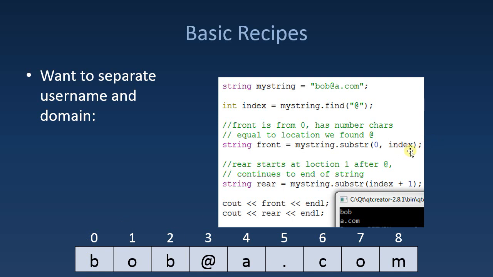Right? If I found something at location 5, that would mean 1, 2, 3, 4, 5, 0 through 4 are the proper characters to grab. And then to grab everything after that symbol, I know it's 1 character long, so if I take the location I found it at, 3, and I add 1, that's going to be everything else. So I can grab the substring from 0 to where it is. That's the front part. Everything after is the rear. And there are my 2 parts.